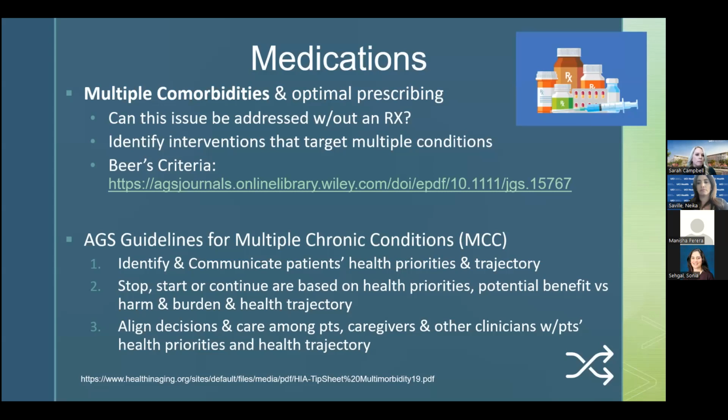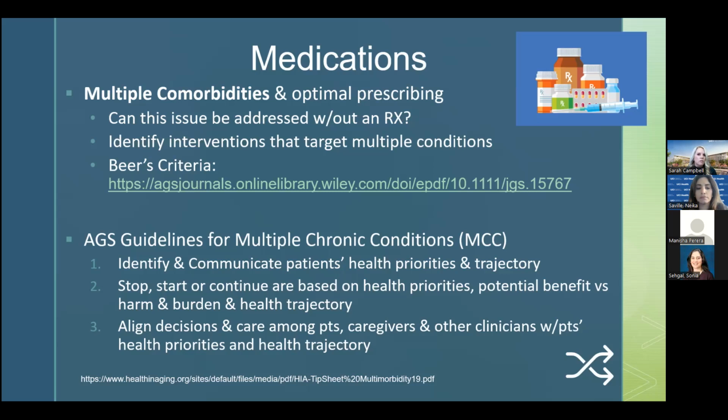Medication. The multi-comorbidities and optimal prescribing strategies include looking at symptomatology, and when patients come in with complaints saying, can we address this with something other than a prescription? Can we use other modalities, especially when it comes to things like pain or nausea? Can we address this without using medications? Can we identify interventions that target multiple conditions? If we're talking about diabetes and heart failure, right? If we're talking about hypertension and diabetes and renal, right? Can we prescribe medications that cover multiple conditions at once so that we get the most bang for our buck?